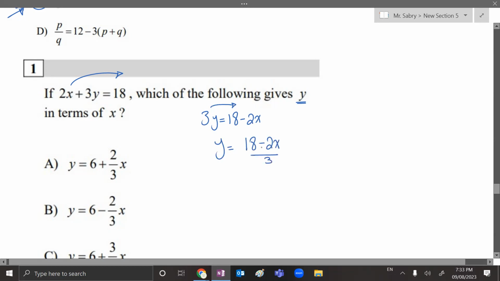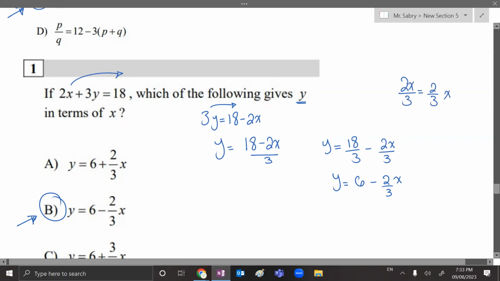What I'm about to do now is extremely important. Whenever we have two things divided by only one, I can split them, and make it 18 over 3 minus 2x over 3. So 18 over 3 is 6, minus the 2x over 3, would give me the answer as B right away. Does this make sense? And again, 2x over 3 is exactly the same as 2 over 3 times x. The two are exactly equal. Are we good? Yes, Omar.